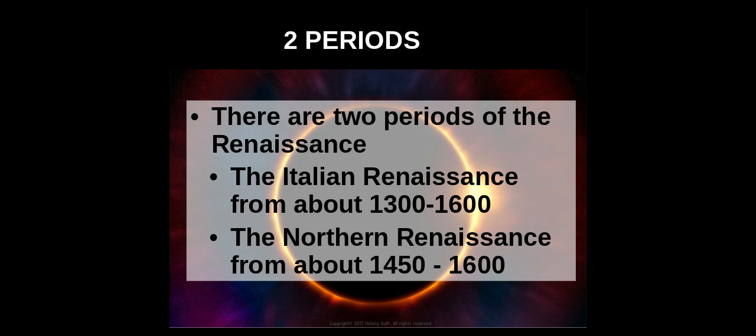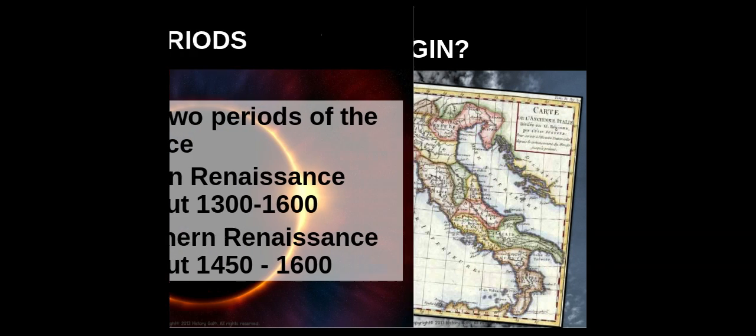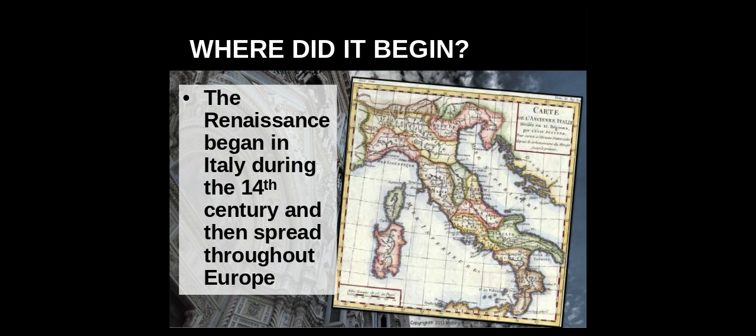Okay, so there were two periods of the Renaissance. It was the Italian Renaissance, which was from about 1300 to 1600, and the Northern Renaissance, which made up all the other countries that were north of Italy. And where did it begin? The Renaissance began in Italy during the 14th century and spread throughout the rest of Europe as things went.